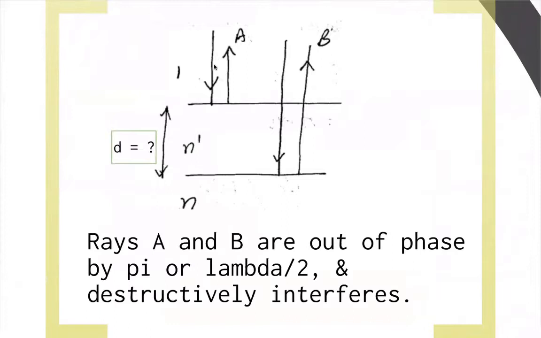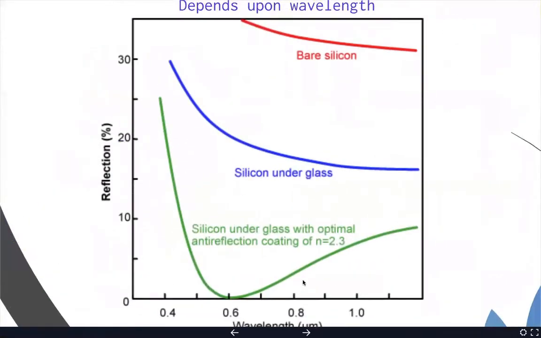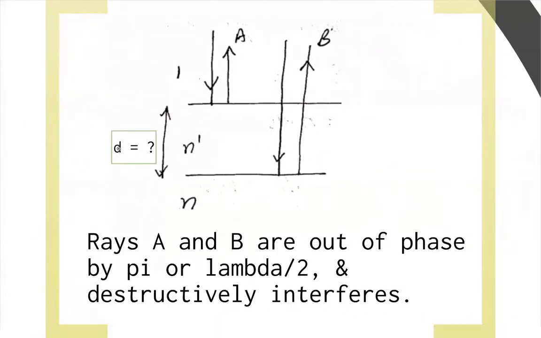Okay, so you want to make sure the ray A and ray B are out of phase by pi, or lambda over 2, where lambda is the wavelength, and it will destructively interfere. And then you can calculate what that means, right? Because the optical path length is n prime times d, and it goes through 2D, right? It reflects off here. So n prime times 2D should be equal to lambda over 2. So you can compute that D equals lambda over 4 n prime in this particular example.